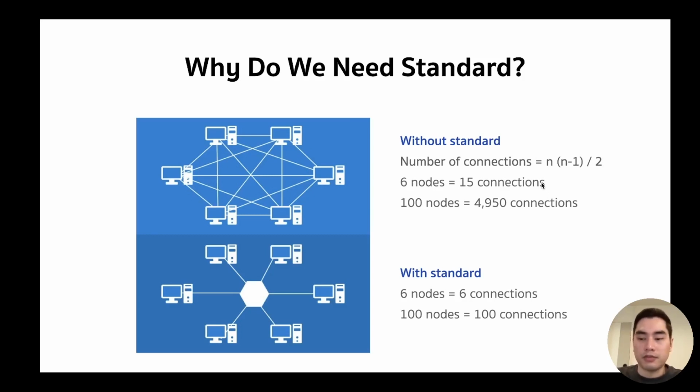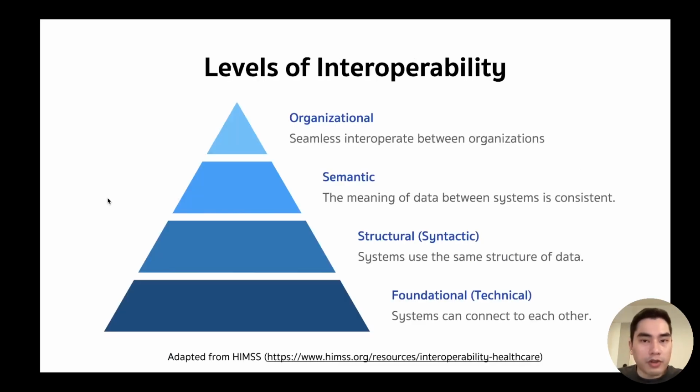There are several levels of interoperability, and different people categorize it differently. This one I adapted from HIMSS here. They divided interoperability into 5 levels. The first layer is foundational, or you can call it technical interoperability. The second one is structural or syntactic. The third one is semantic. And the top one is organizational.